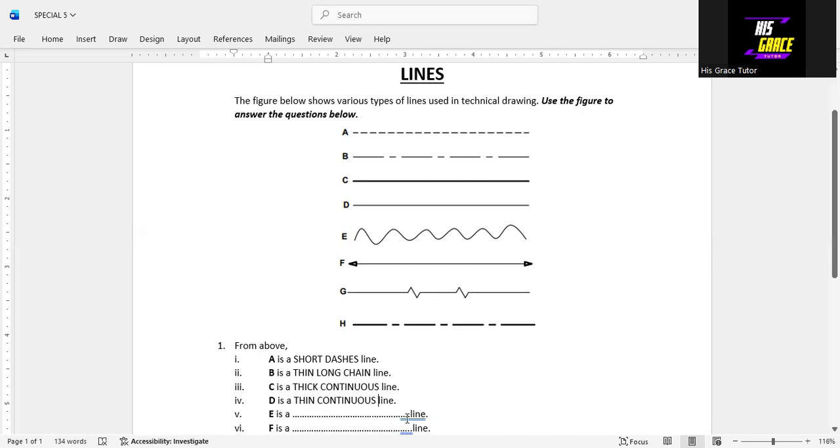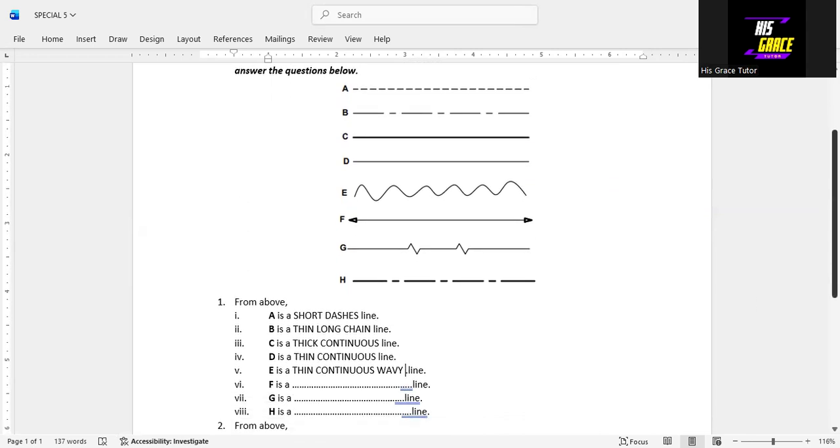Then Roman figure 5. Line E, what do we call line E in technical drawing? We call it a thin continuous wavy line. So line E is called a thin continuous wavy line.